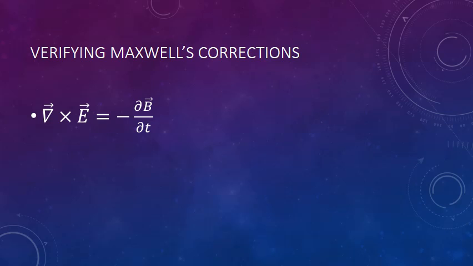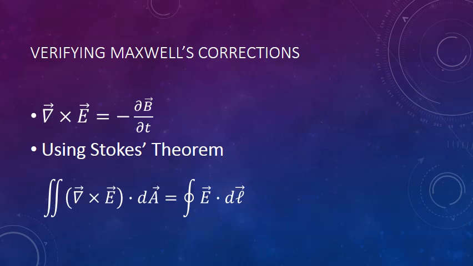So we know this, and what he used was Stokes' theorem to help verify his ideas. Well, what is Stokes' theorem? Stokes' theorem claims that if you have a curl of a vector and take the dot product with dA and integrate over that area, that is equivalent to writing out the closed line integral around the outer boundary of this area, dot dl, and we know that as an EMF.